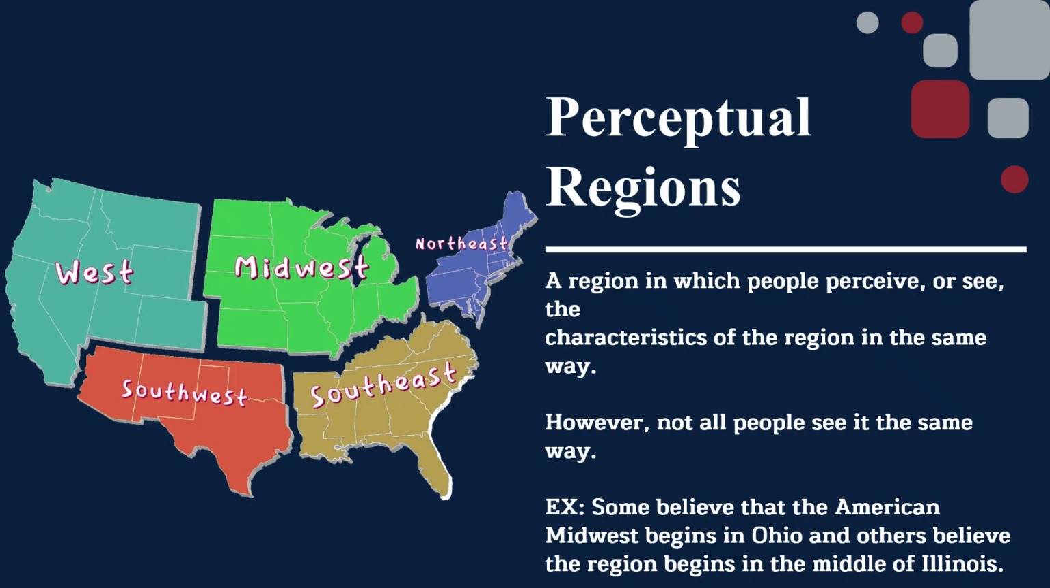We have the Northeast, the Midwest, and the Southeast. Some people would classify Ohio as part of the Northeast. Some people are going to say it's the Midwest. Some people will say the Midwest only begins in Iowa and Missouri. It's perceptual. Things change from person to person.